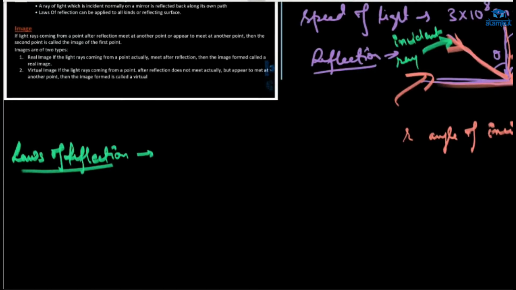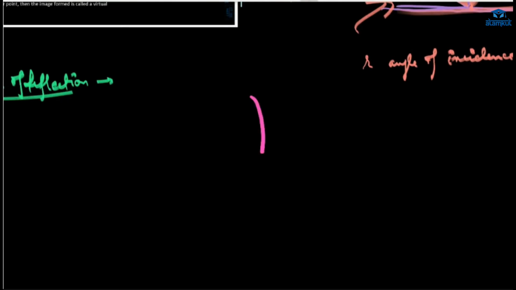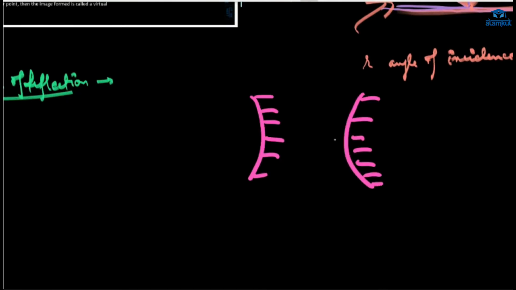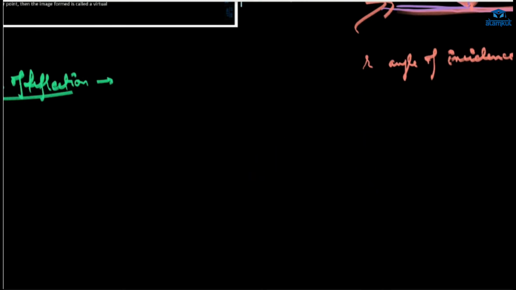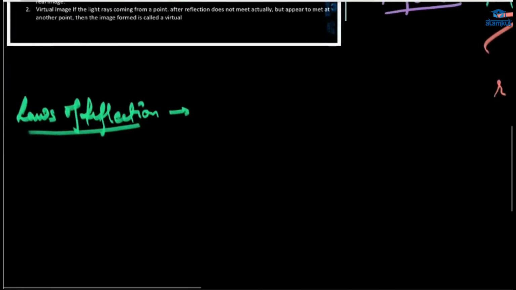Okay. Can you tell me which mirror is this and which mirror is this? Ma'am, the first one is a concave mirror and the other one is a convex mirror. Very good. Most of the students get confused in this. So this is why I asked you whether you people are aware of this or get confused.